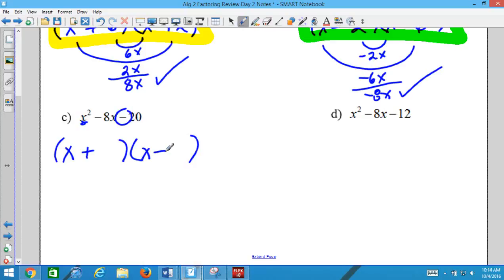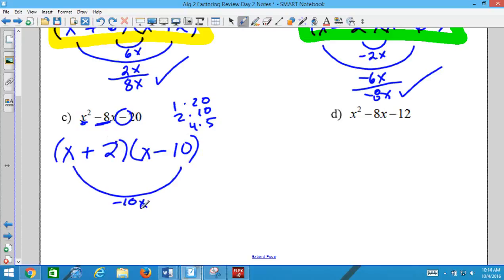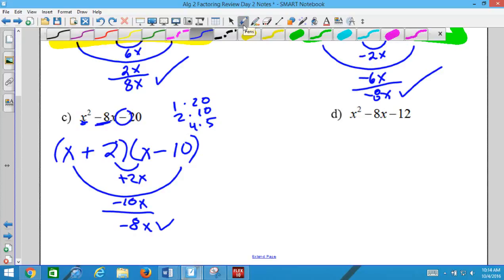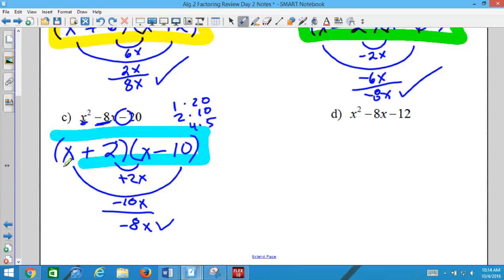So now I'm going to make a list of my numbers that make 20: 1 and 20, 2 and 10, 4 and 5. Then I'm trying to figure out how I can get an 8. Negative 10 plus 2. So I'm going to check it. My outer is minus 10x, my inner is plus 2x. I add them and I get negative 8x. Yay, that checks. That is our factored answer.